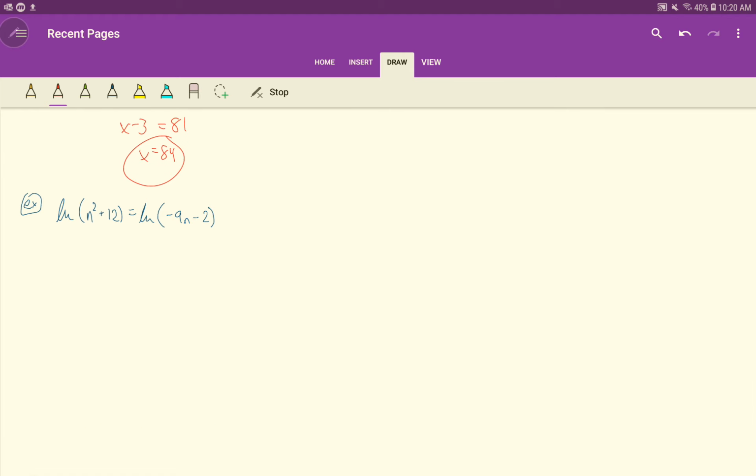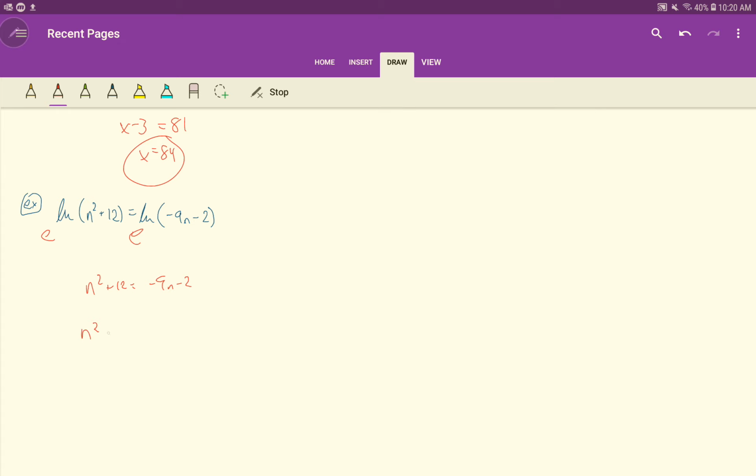All right, next one. All right, logarithms on both sides. It's a natural log. What's the base of a natural logarithm? Remember, it is a base e, right? Okay, so we're going to use e to the left-hand side, e to the right-hand side, since they're already isolated. It's going to cancel out. We'll have n squared plus 12 equals negative 9n minus 2. And oh no, it's a quadratic. I mean, oh yay, it's a quadratic.